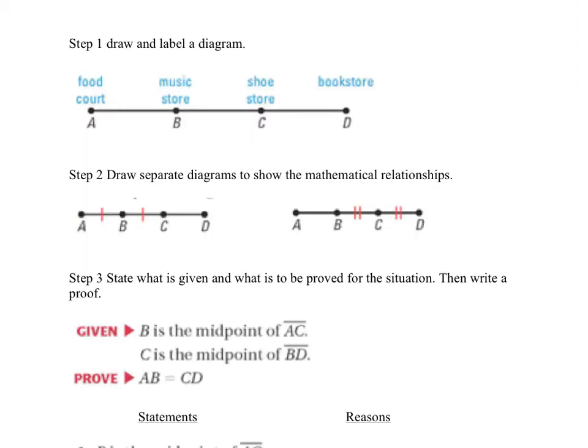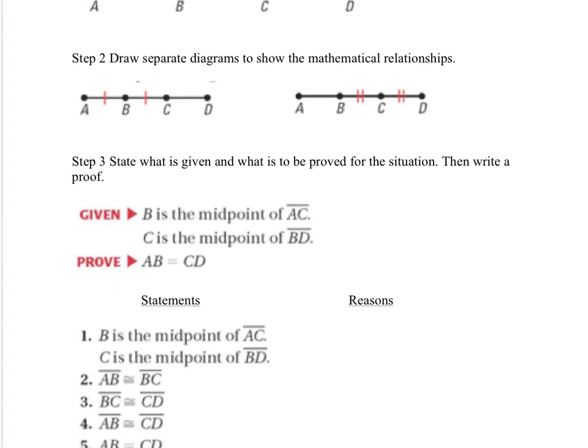It's a lot of words going on, but really the first step is to take those words and draw and label a diagram. So I have a diagram there, basically a series of segments. Then we want to separate the diagrams to show mathematical relationships. It said that the music store was halfway between the food court and the shoe store, so that's represented by the diagram on the left. And the diagram on the right, it said that the shoe store was halfway between the bookstore and the music store, and that's also the relationship diagrammed on the right.